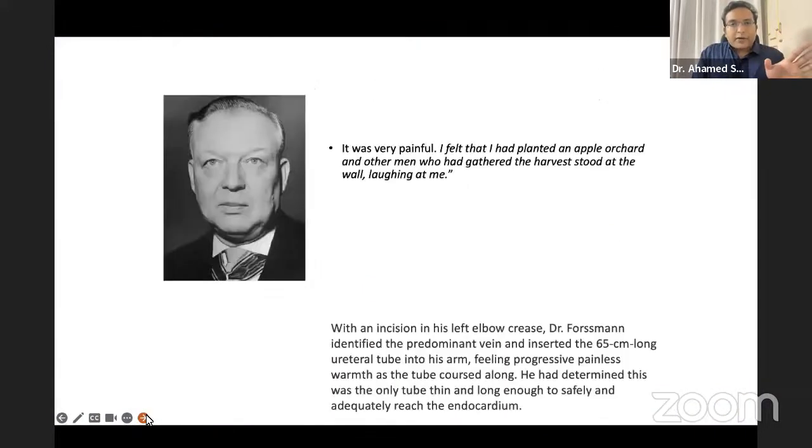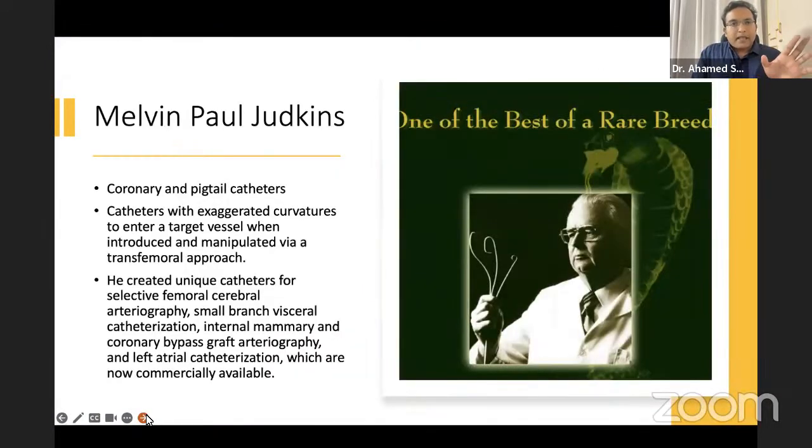So this is Antonio Egas Moniz, Forssmann, and Judkins. We know the Judkins right catheter, which is used to cannulate the right coronary, and also in our procedures, in case of a difficult arch and other difficulties while going into the cerebral vessels. He also pioneered the coronary and the pigtail catheters, and all the exaggerated curves which we see in the catheters were ideas which came from Dr. Judkins.